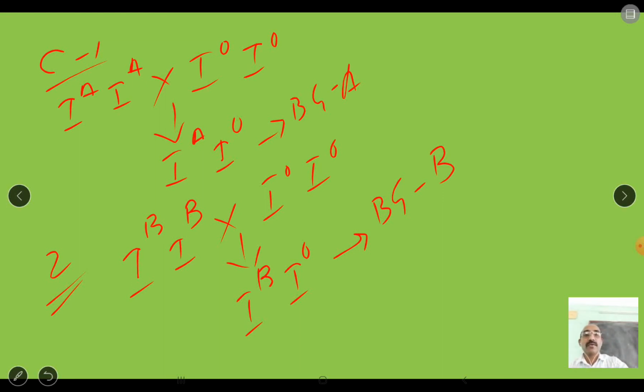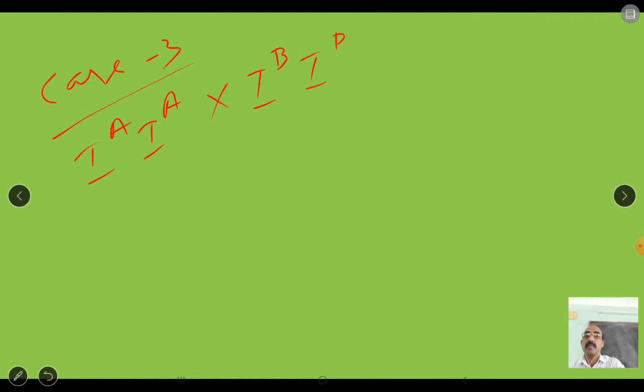Now, let us come to case 3. I^A crossed with I^B. The individual would be I^A I^B, so the blood group will be AB.